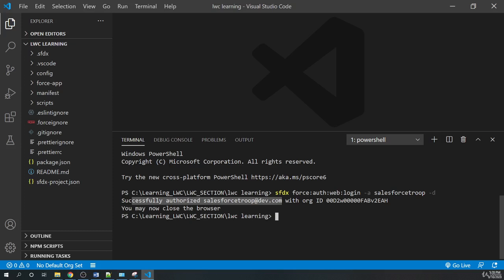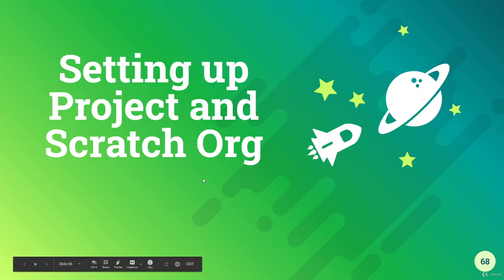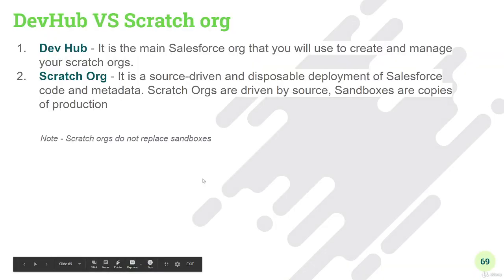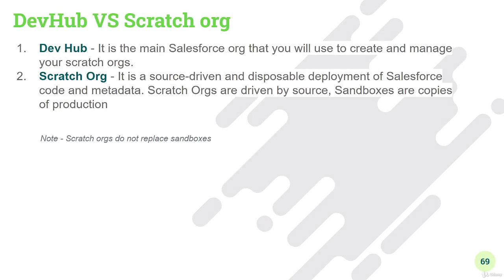But before creating the Scratch org, I want to tell what is DevHub exactly and what is Scratch org, because this is a pretty confusing word for a few people. So let's go back to our slides, and we'll see first what is DevHub and what is Scratch org. So DevHub is the main Salesforce org that you will use to create and manage your Scratch org. So we already have a DevHub, that is our developer org.